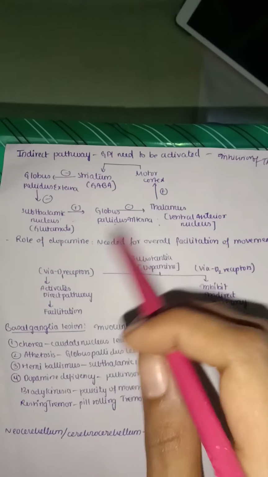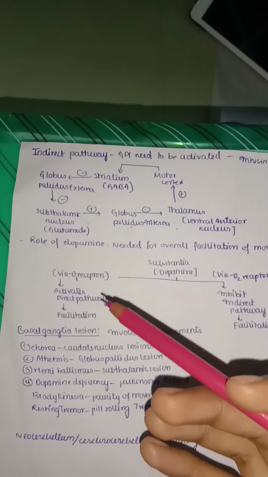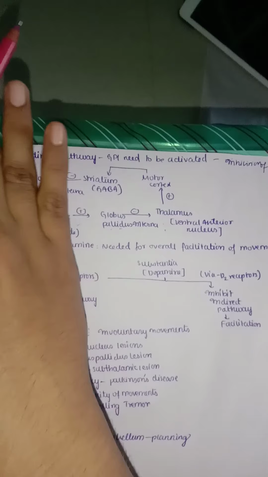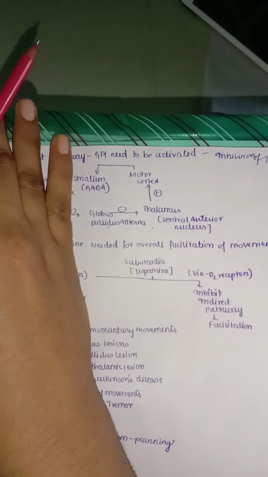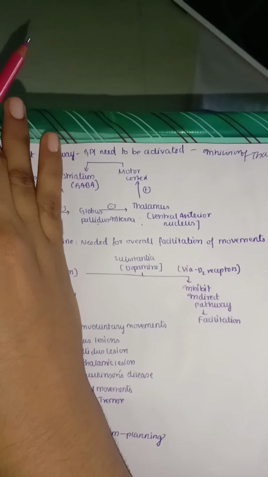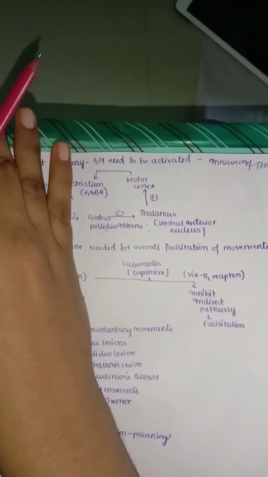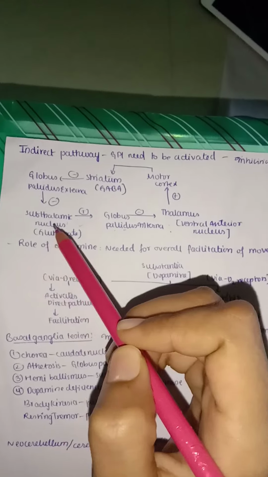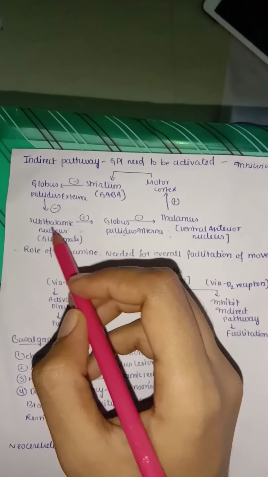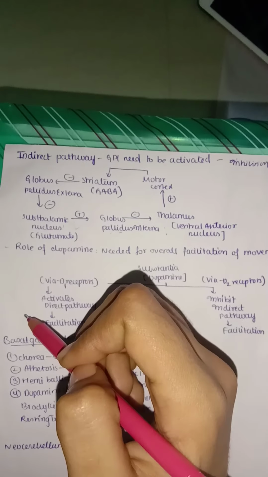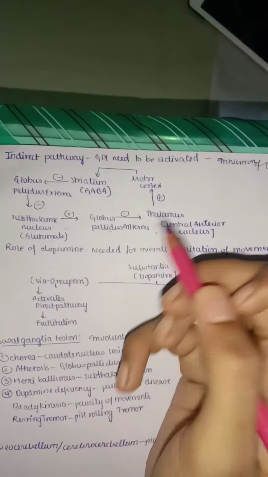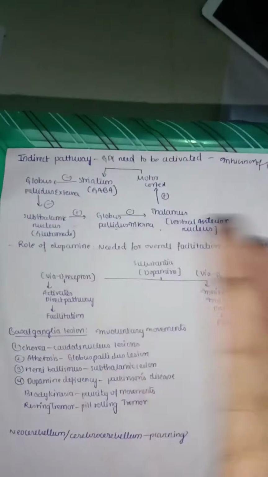So our final goal is to inhibit the thalamus, but in the direct pathway we directly inhibited it without the subthalamic nucleus and without the globus pallidus externa. If you remember the direct pathway, the striatum directly inhibited the globus pallidus interna, but now in the indirect pathway we have two intermediate structures, the globus pallidus externa and the subthalamic nucleus. The subthalamic nucleus is usually excitatory to the globus pallidus interna. So if we inhibit the subthalamic nucleus, of course the globus pallidus interna will be inhibited and the thalamus also will be inhibited. So all this process is inhibited.